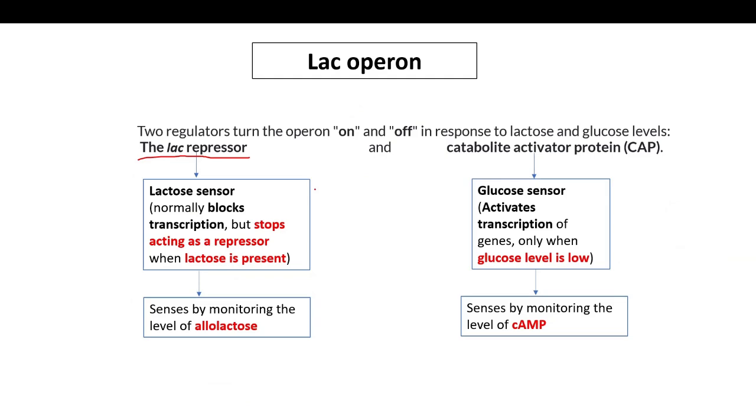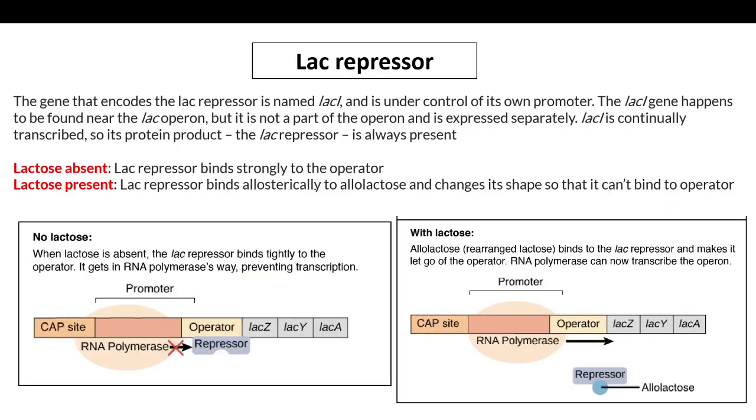Now we are looking deeper into what the lac repressor is. The lac repressor is a protein which is encoded by a gene known as LAC-I. LAC-I is independently one gene which has its own promoter. This LAC-I gene is not present in this whole operon, but it is present somewhere nearby, and it is under its own promoter.